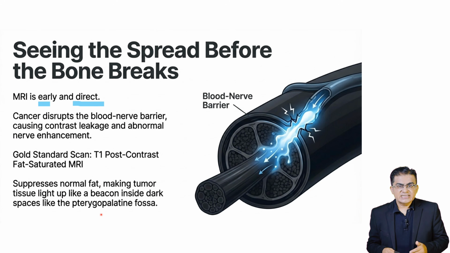MRI relies on direct signs of nerve involvement. It sees the nerve itself. It sees the enhancement. It sees the thickening long before the bone is ever picked up. It spots the invasion of nerve while it is still quietly traveling inside the foramen.